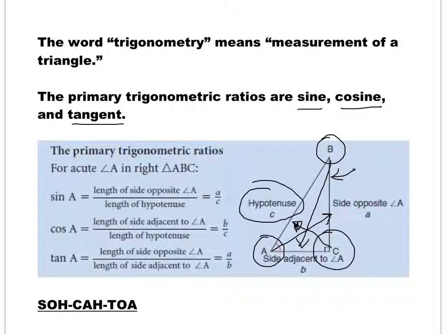Now, we define sine A, as we said before, as the length of the side which is opposite to the angle divided by the length of hypotenuse. In this example, angle A, the side in front of it is this side which has this length of A, and the hypotenuse is length of C, so it's A over C. The cosine of angle A is length of adjacent to angle A. Adjacent to angle A is side B, divided by the length of hypotenuse, which is C. And the tangent of angle A is length of opposite to angle A, which is A, divided by length of the side which is adjacent to angle A, which is B, so A over B.